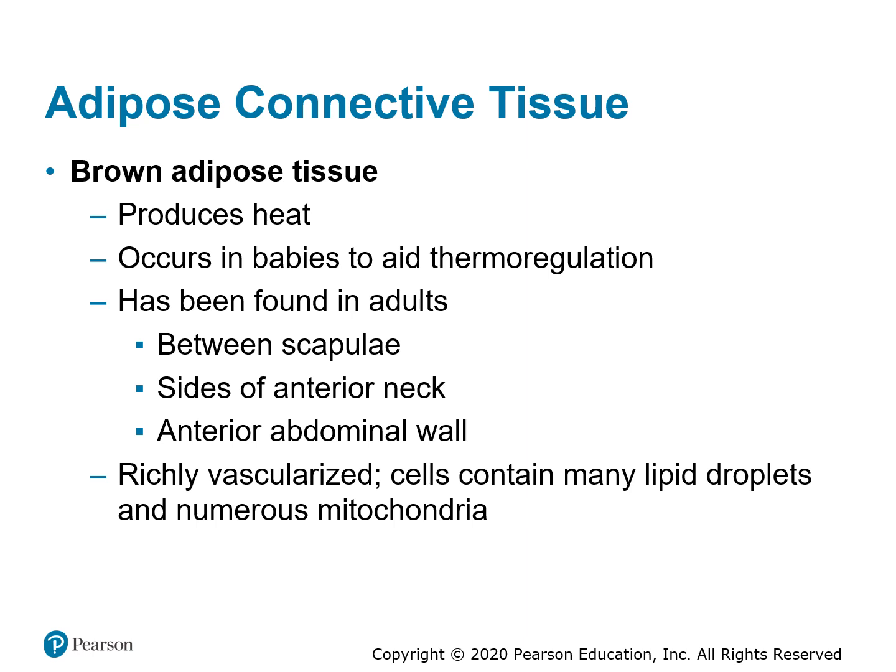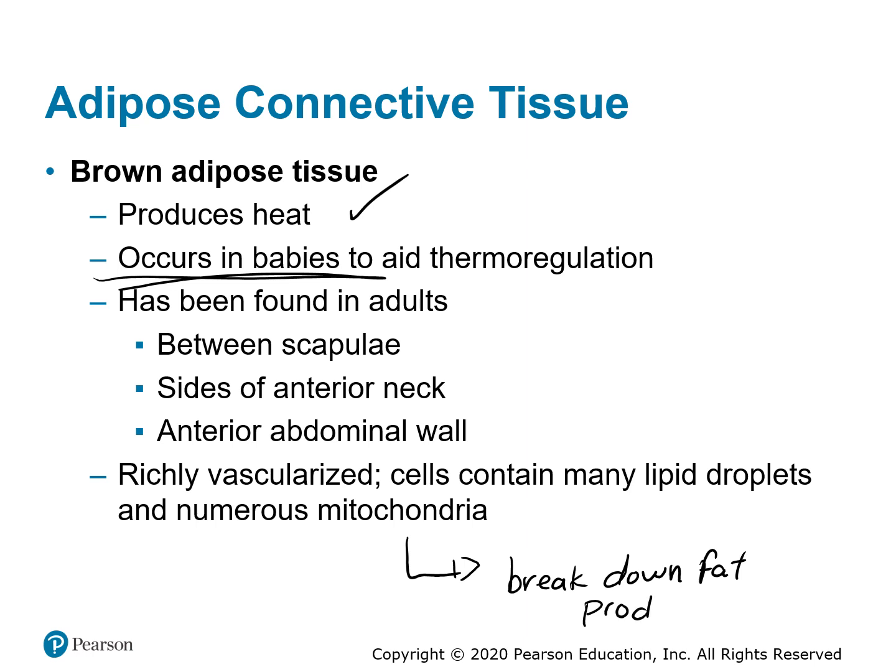Like I said, the other type was brown adipose tissue. That one produces a lot of heat. They aid in a lot of thermoregulation. There is a little bit in adults, but mainly you're going to find that in babies. Highly vascularized, contain lots of lipid droplets, and lots of mitochondria. They need a lot of mitochondria because a lot of the time they need to break down that fat to produce energy.